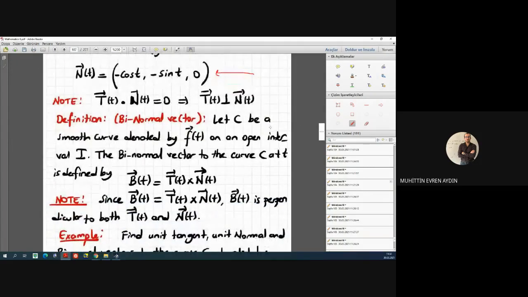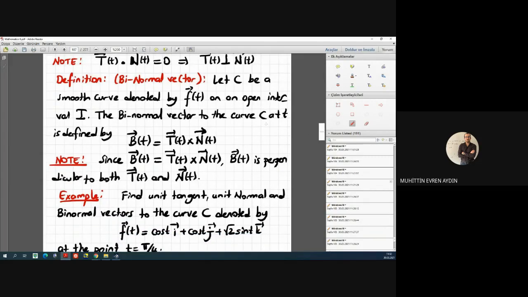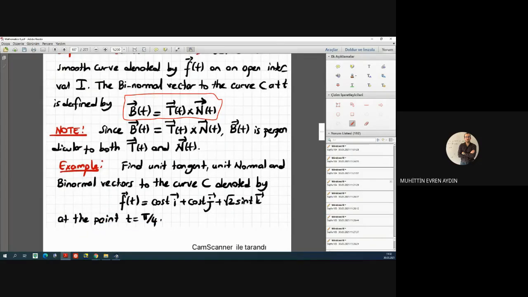The binormal vector. Let C be a smooth curve denoted by the function f of t. Then the binormal vector to the curve C is defined by this equality, namely the cross product of T, the tangent, and N, the normal. It's clear that the binormal vector is perpendicular to both T and N.